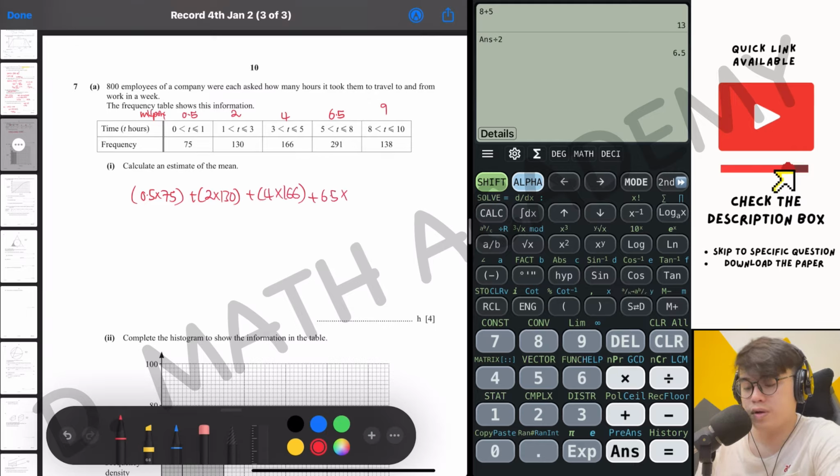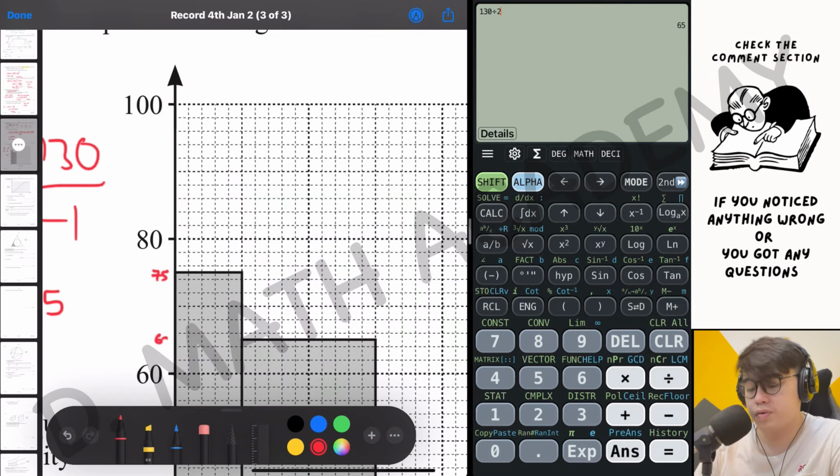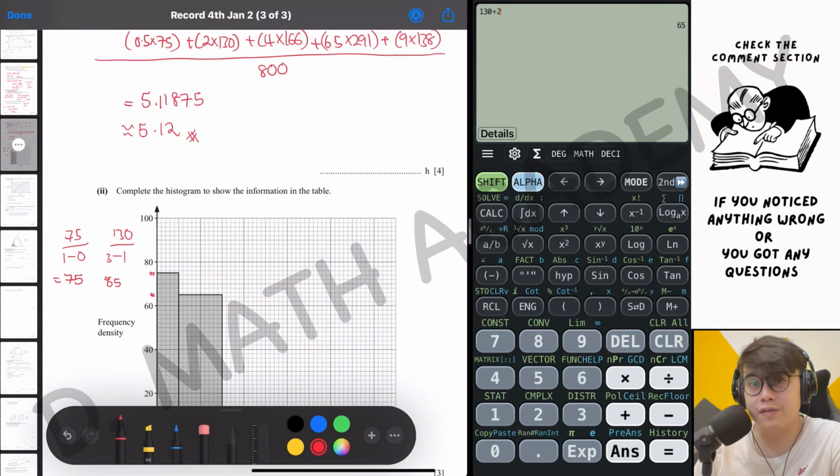So for the first one, let's double check, the frequency was 75. Frequency divided by class interval, you will get the result of 75. As for the next one, 130 divided by 3 minus 1. That will make it 65. So let's double check. Are they the same? Here is 75, here is 65. So there's no scale factor involvement. So all you have to do is basically key in the rest of the results, then you'll be able to get the answers.